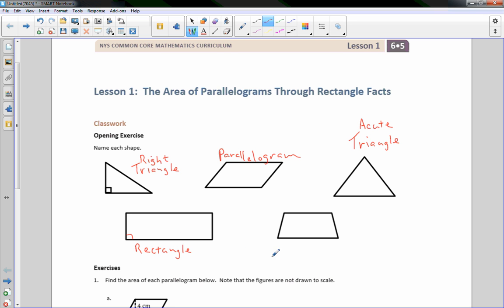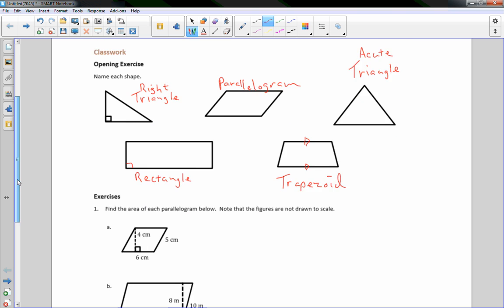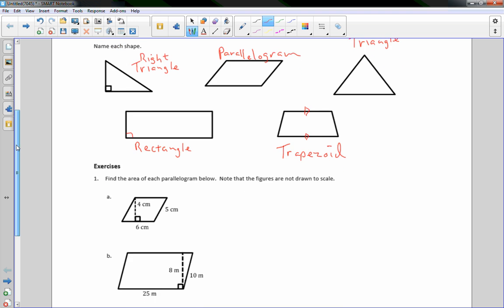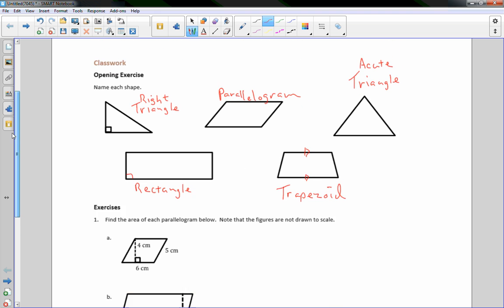That is a rectangle. Now this one has two sides that are parallel. The symbol for parallel is little arrows, so that is parallel to that, but this is not parallel to this. If we drew these continuously, they would meet up top. Parallel lines never cross, so that is not a parallelogram. It is a quadrilateral, a four-sided figure with one pair of parallel sides, and that is called a trapezoid. Okay, so there are the five shapes that we're going to be working with, and as we said, we're doing areas of parallelograms.